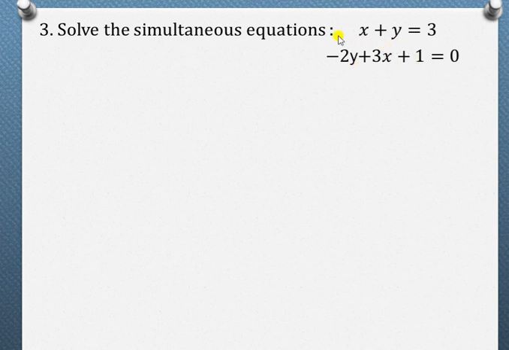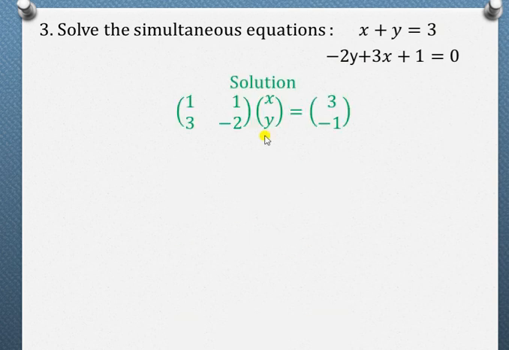First, make sure you only have terms containing x and y on the left-hand side. So it means this one has to be moved to the right. And once you move it to the right, it becomes a negative. So it means we are going to now have our coefficient as 1 for x, 1 for y, and 3 for x, then negative 2 for y. But on the right hand side, we shall have 3 and negative 1, as we can see in our solution.